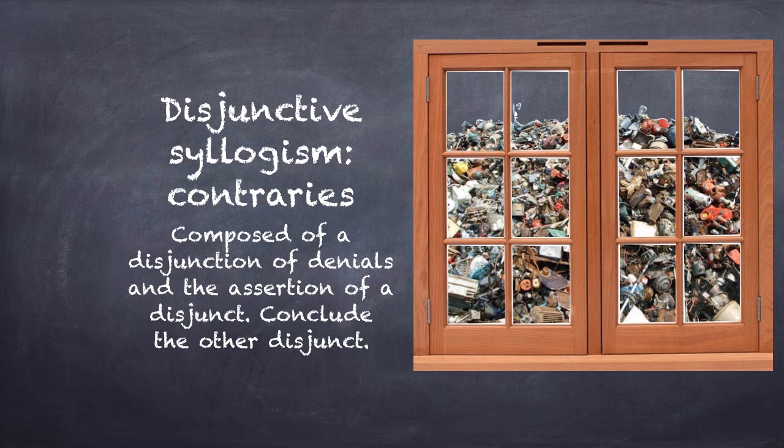Disjunctive syllogism for contraries works pretty much the same way. Recall that with contraries, our disjunction of denials expresses the idea that at least one is false. We include that we know one of the disjuncts is true, so we infer the other disjunct.